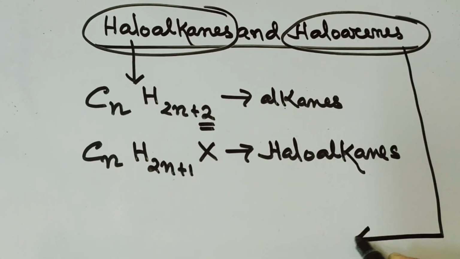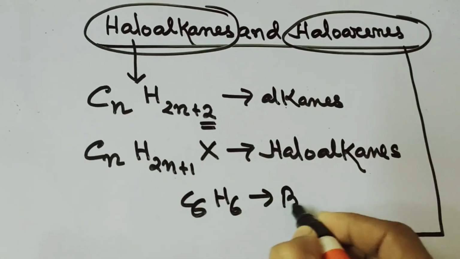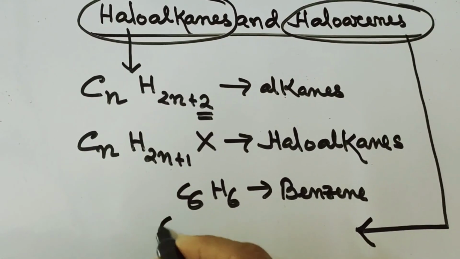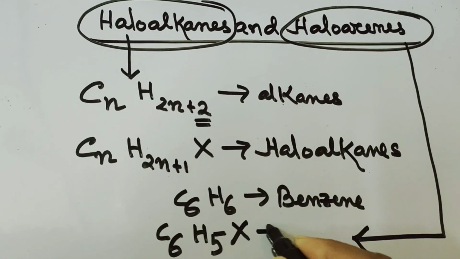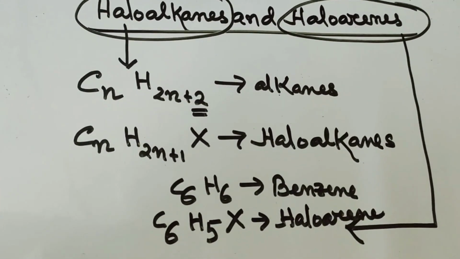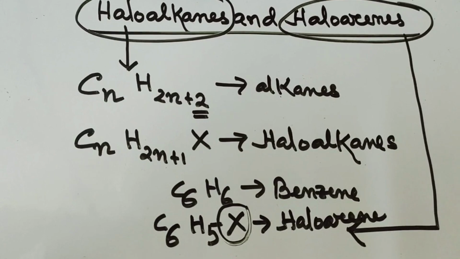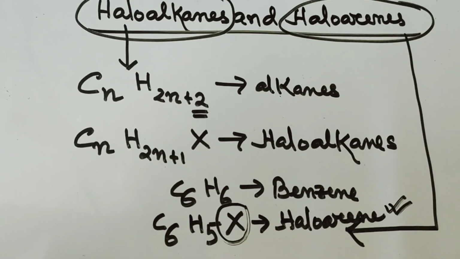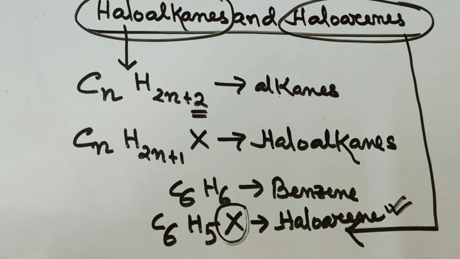Haloarenes. The arene system goes with the benzene system. C6H6 is benzene. So when we substitute one H of benzene by halogen, we get C6H5X. This is an example of haloarene. But we need to remember one thing: when any halogen atom is directly attached to the benzene ring, we classify it as haloarene.